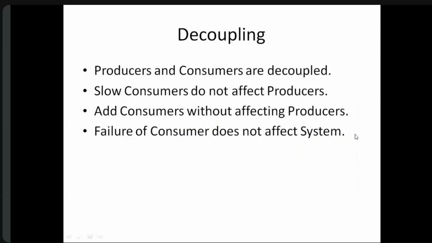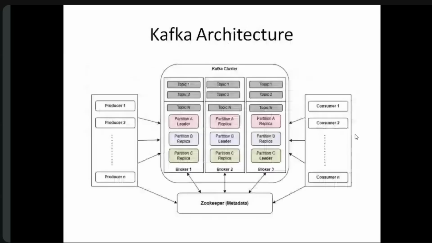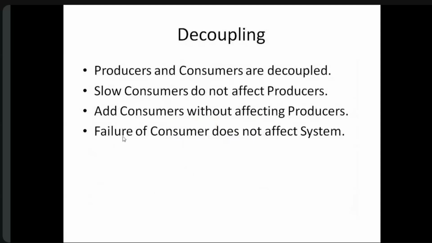Okay. Failure of consumer does not affect the system. Obviously, whenever the consumer fails, it will not affect your system because data is coming from the Kafka cluster. Producer and consumer can work independently. They can fail, they can recover, and it will not cause any harm. So this is a very important thing, decoupling. Kafka provides decoupling of producers and consumers.